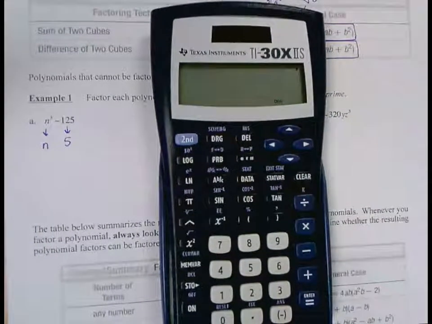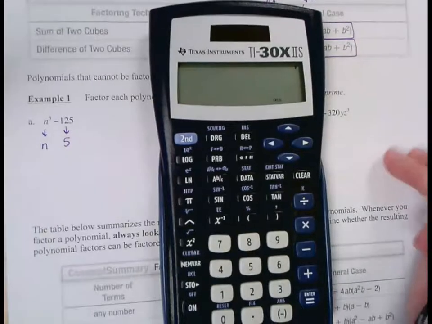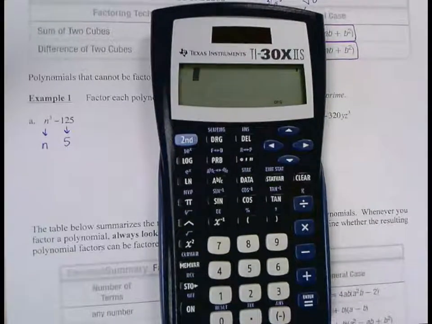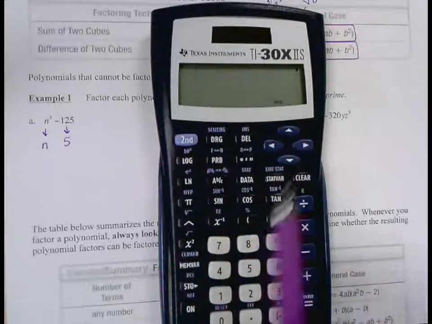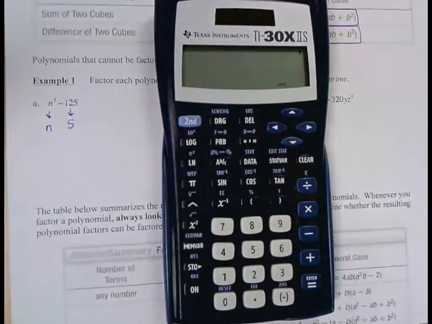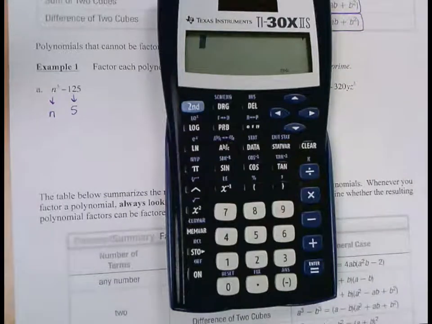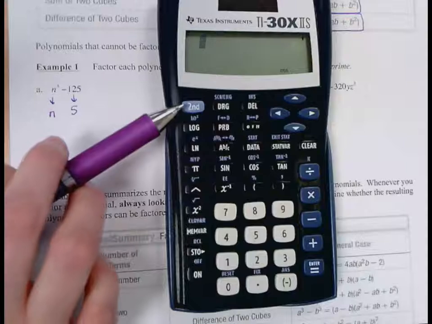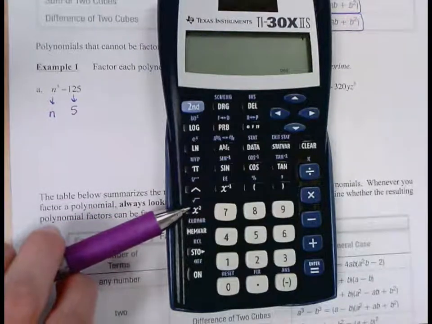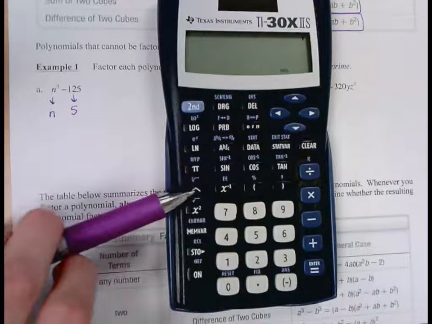So when you have a chance, I'm going to have you do example 3 on your own when you're working on that and I'm walking around. If you have a different calculator and don't know how to find a cube root, let me know and I will help you figure that out. On this calculator though, if you're not sure how to do it, just like anytime you want to take the square root of something, you have to hit second and then x squared to get the square root.